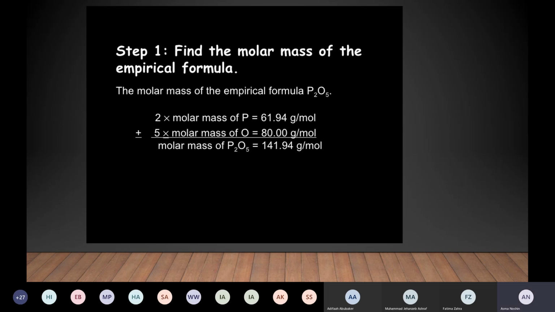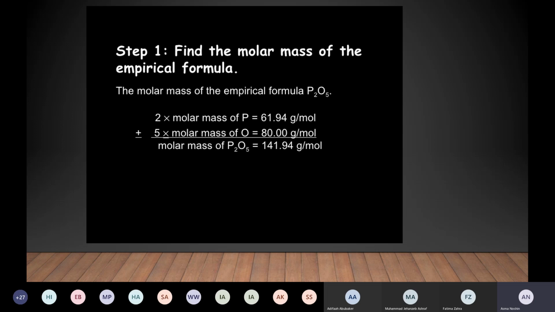What is the mass of oxygen from periodic table? Yeah, 16. And what you have to multiply it with? Yeah, times 5. Very good. So you will multiply phosphorus with 2, oxygen with 5, you will get 61 for phosphorus, 80 for oxygen.